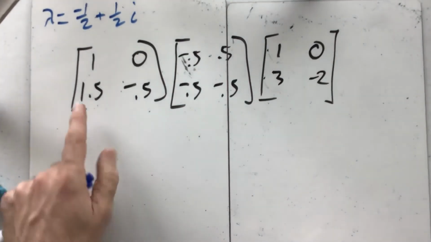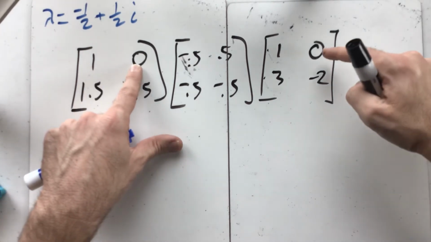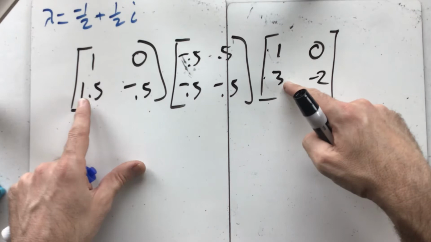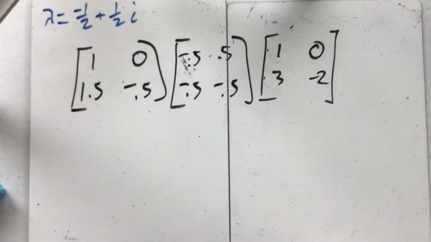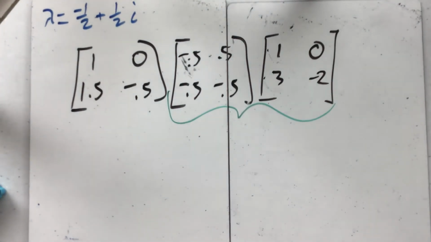I could always check. Let's see, row 1 by column 2, that works. Row 2 by column 1 gives me 1.5 and negative 0.5, and okay, so it looks like that works. So there it is. Now, if this worked, if I did it right, again, after missing that one last time, I'm a little hesitant, but we'll see. I'm just going to multiply it out and see if it works.